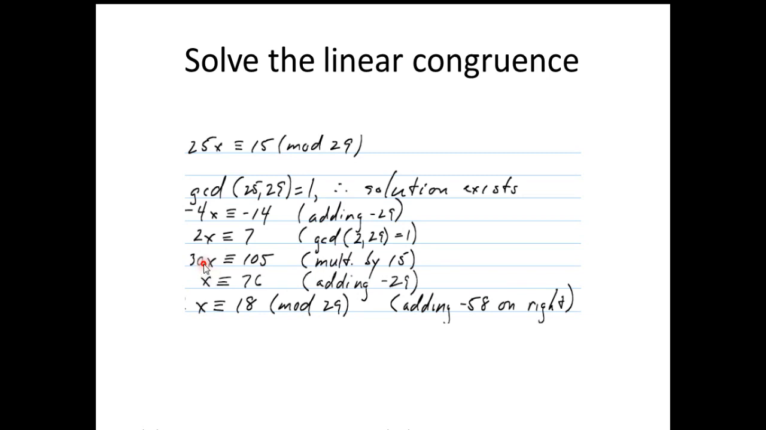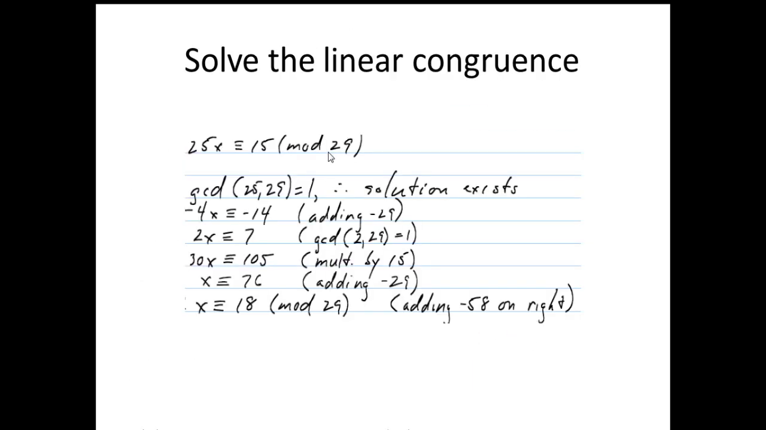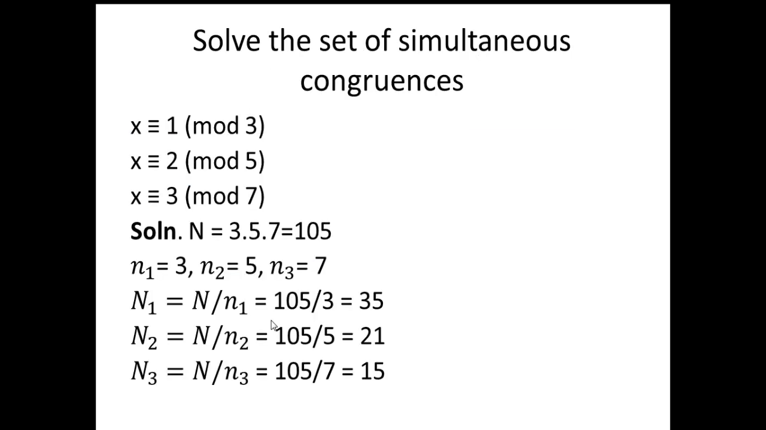Therefore, multiplying by 15, 30x is congruent to 105. So this implies that x is congruent to 76. We are adding minus 29. Therefore, x is congruent to 18 modulo 29, adding minus 58 on the right hand side. So if we have a system, then we can solve by this method also.